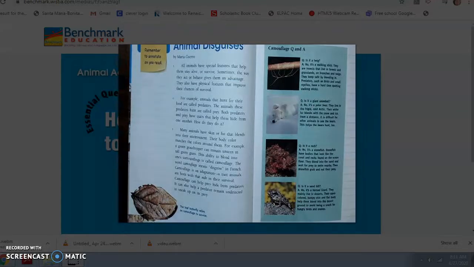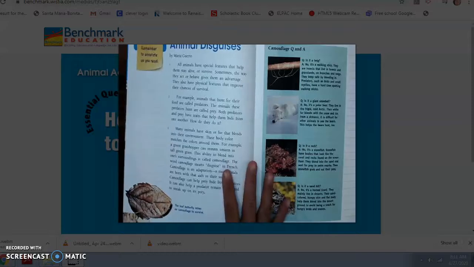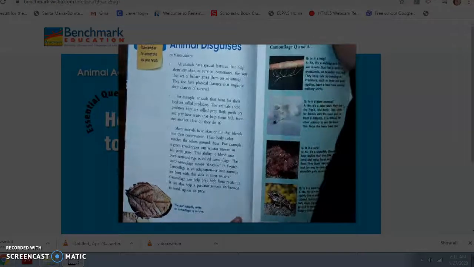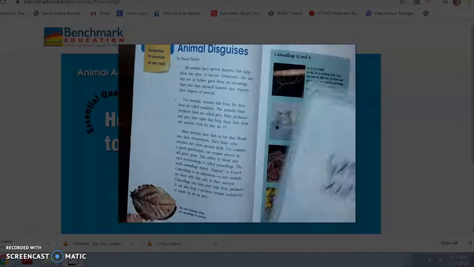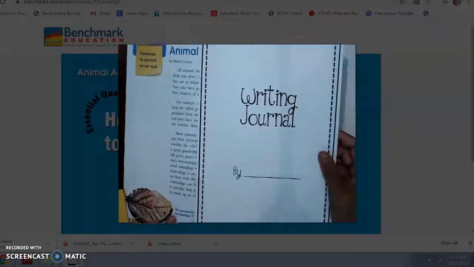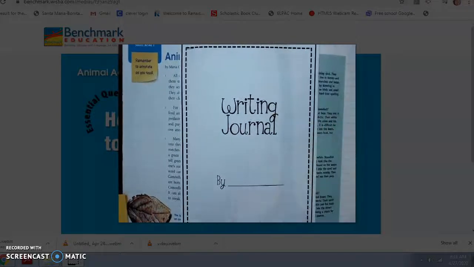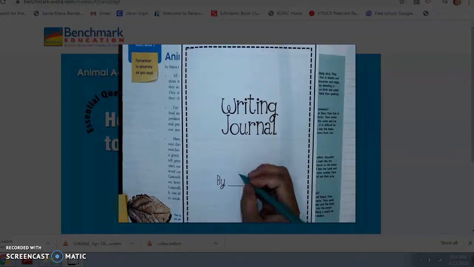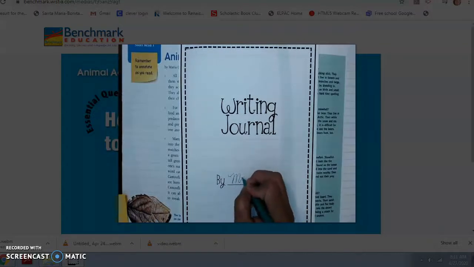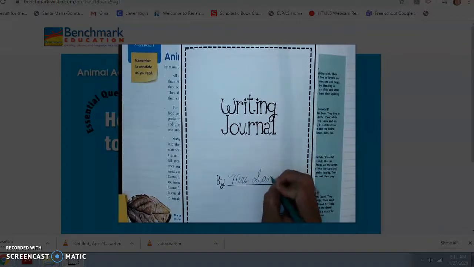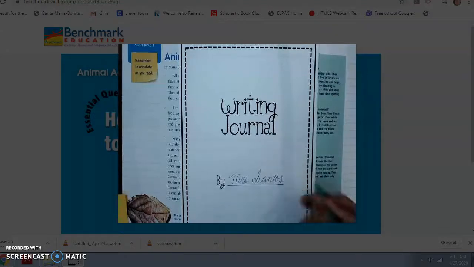Now, there are 3 words that we are going to write the definitions for today, and we're going to do it inside of our writing journal. So keeping my page open to Animal Disguises, I'm going to take out my writing journal. I'm going to put it right in the front. I think I'm going to put my name here as well. Might as well. It does say buy. So let's put our names.